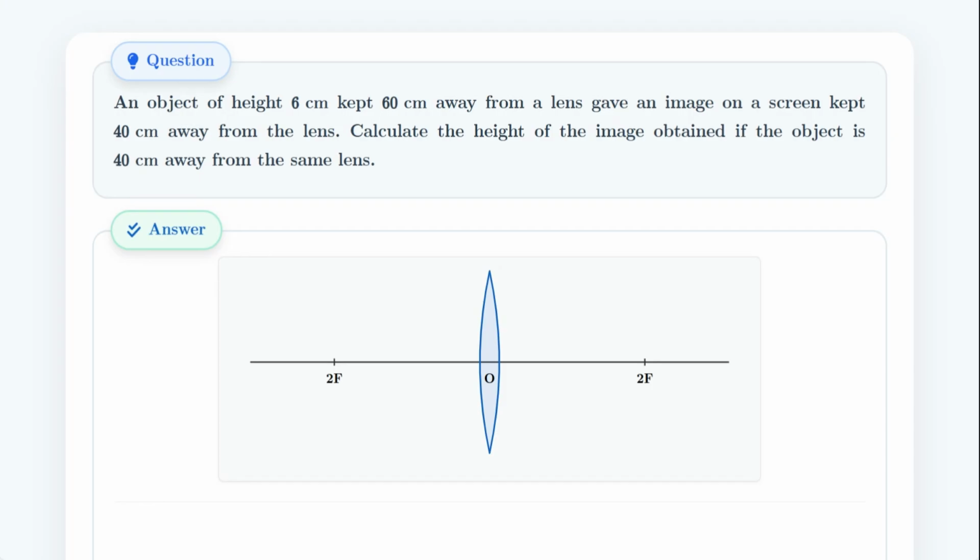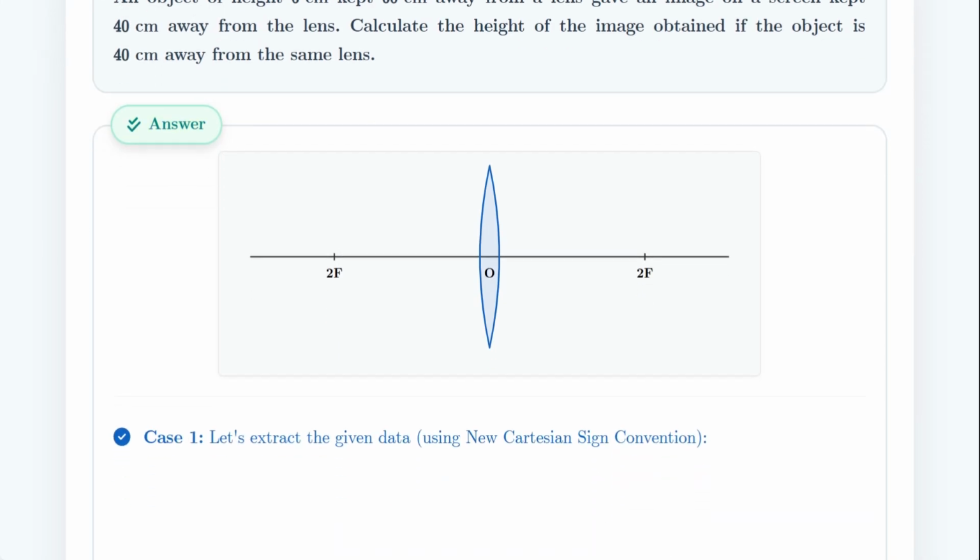To crack this, we need to treat the problem like a puzzle with two cases. Case 1 will give us a hidden clue about the lens itself, which we will then use to solve case 2. Let's dive into case 1.